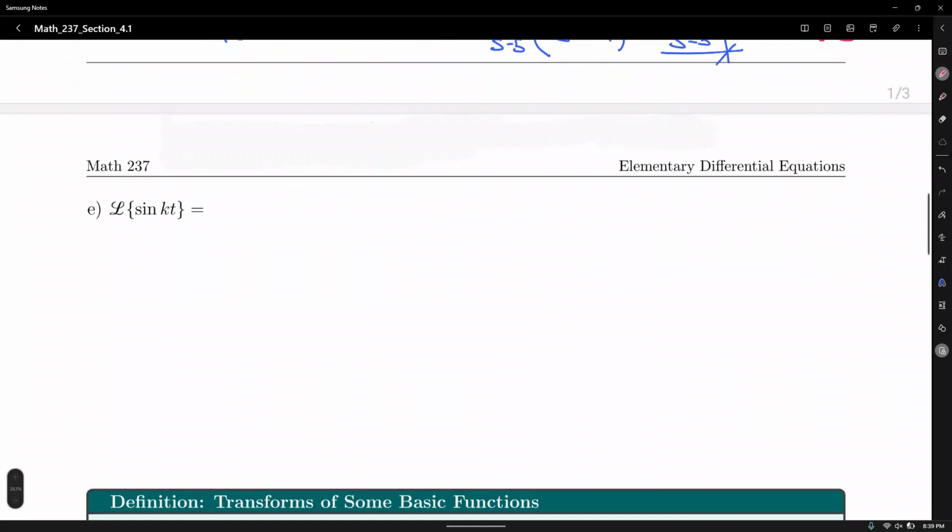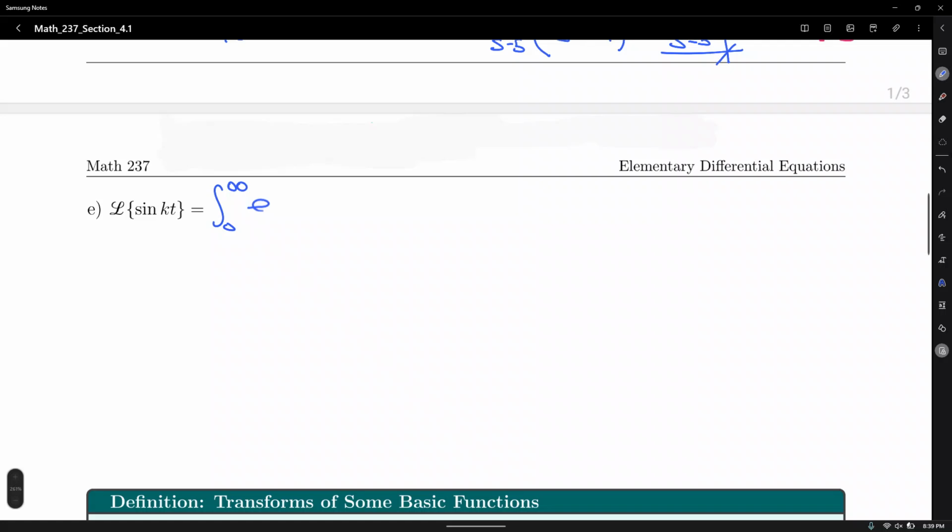Let's do one more using the definition of the Laplace transform, using the integral. The Laplace transform of sine of some number times t will be the integral from 0 to infinity of the function to be transformed.